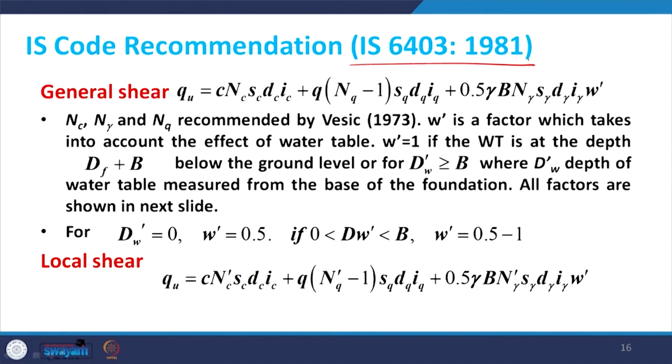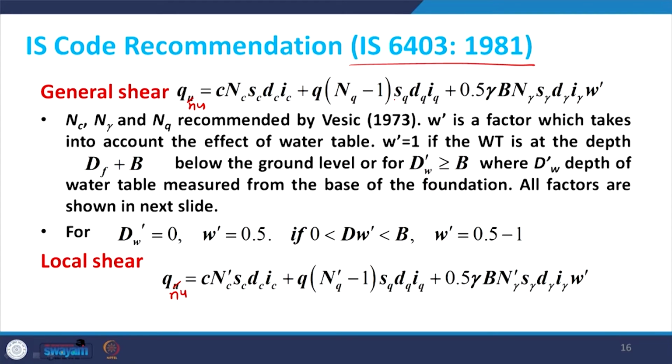In this slide you could see that for the general shear failure the value of Q u is given by this relation. Sorry, this relation is actually not for Q u, this is for Q n u, and here also Q n u, because n q minus 1 has been done. So, this Q n u, that means net ultimate bearing capacity, is found from this relation, and in this relation again you have shape factor, depth factor, inclination factor.